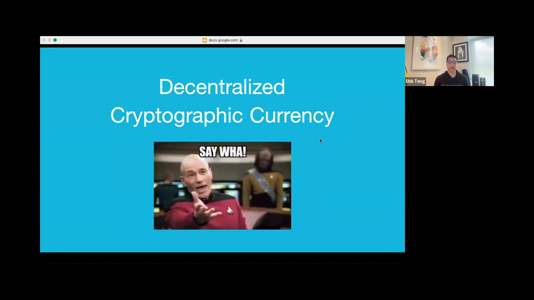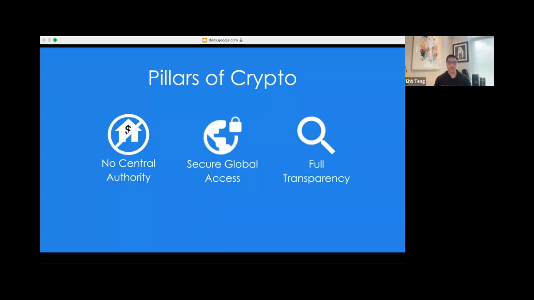So decentralized cryptographic currency, what does all that mean, right? I'm going to help demystify some of this stuff. The pillar of crypto, decentralization, means there's no central authority, meaning there's no central bank or government that can control the entire ecosystem. So imagine, for example, I have a banking transaction through, let's say, Bank of America or Wells Fargo, whatever the bank is. I basically have to trust this bank to do everything it says it's going to do. I have to trust that every single employee there is ethical, not corrupt, not doing any shady things on the side.